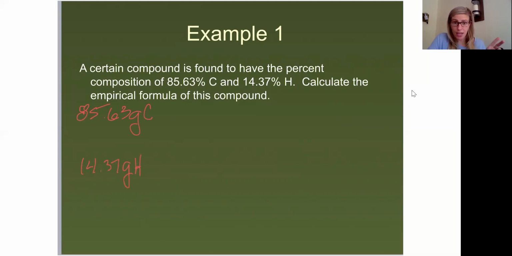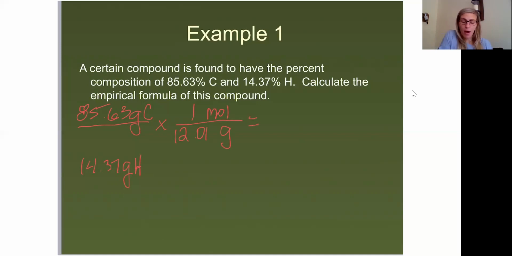Step number 3, go from grams and convert each one to moles. For this first one, I have grams of carbon. I'm going to set up my fence post here. I'm going to moles, coming from grams. Moles always gets that 1. For grams, we're going to get that 12.01 off the periodic table. Then we're going to calculate what that is going to be.